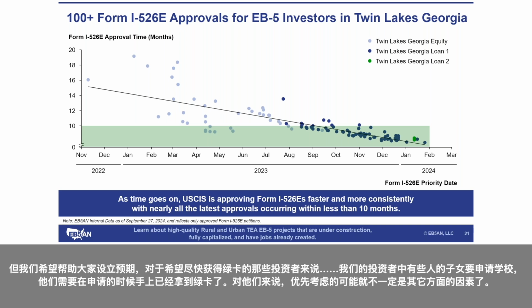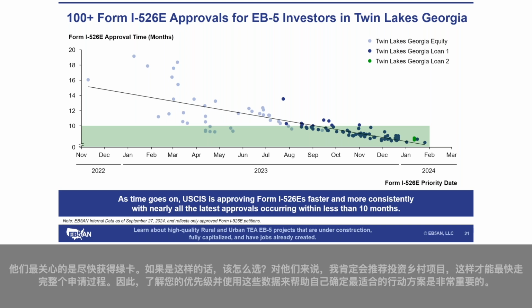We talk to investors who have kids who are applying to med school and they need a green card in hand to be able to apply. For them, the priority is not necessarily to look at all the other factors. They're just focused on getting that green card as quickly as possible. Well, guess what? For them, I would definitely recommend a rural project so you can make that process as fast as possible. So it's really important to understand your priorities and then use this data to help determine what the best course of action is for you.